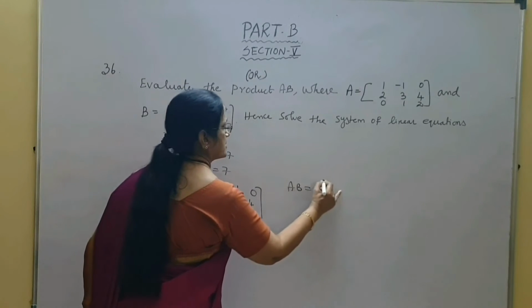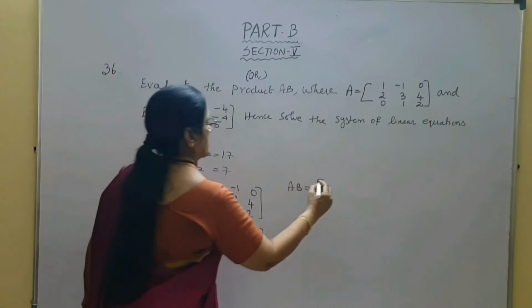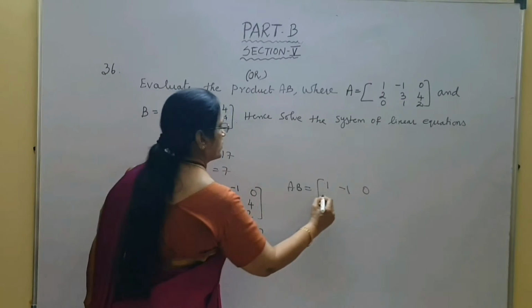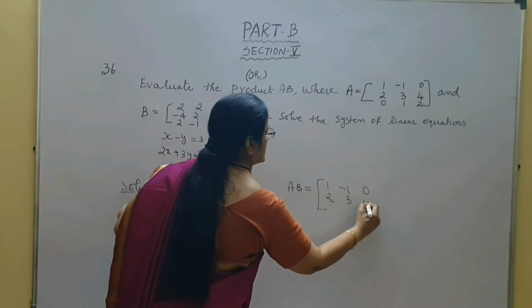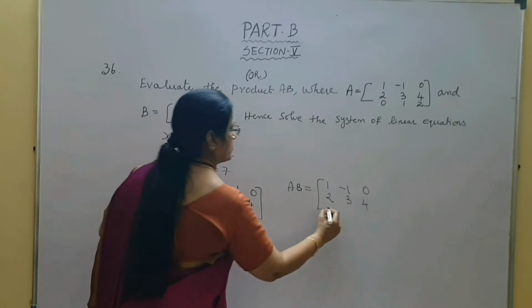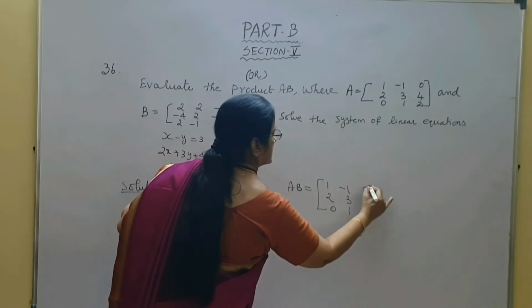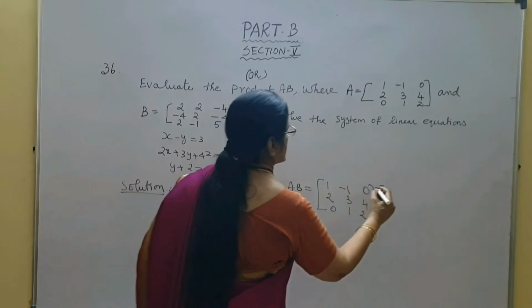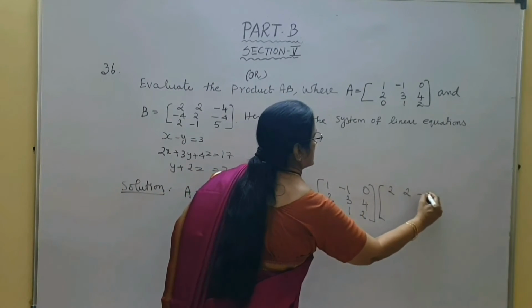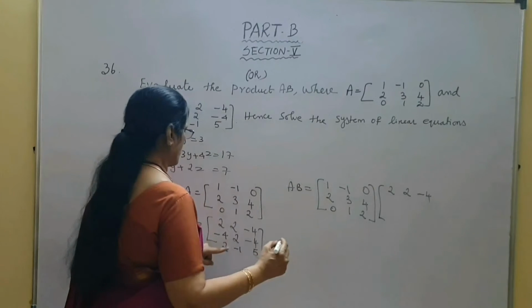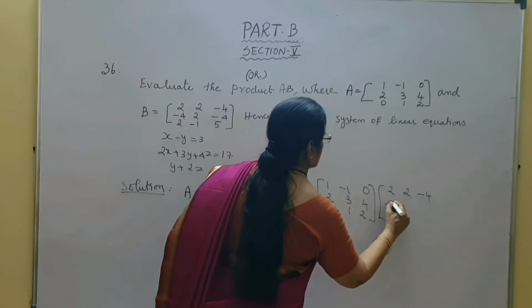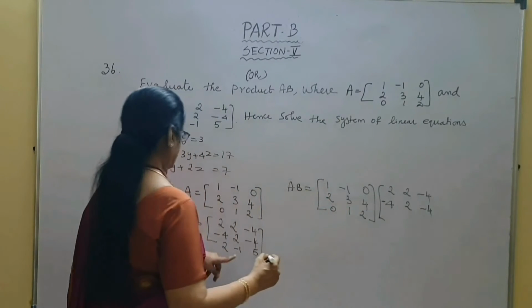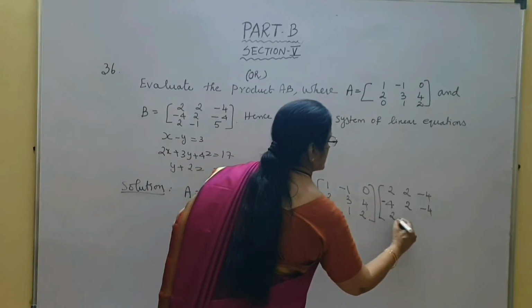Product AB is, just write down the matrix here, 1, minus 1, 0, 2, 3, 4, 0, 1, 2, into 2, 2, minus 4, minus 4, 2, minus 4, 2 minus 1, 5.